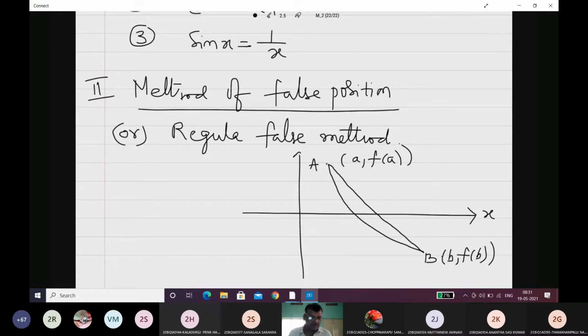This is the first approximation x1. Again, f of a and f of b are of opposite signs. Again draw another chord like this. This is x2 and so on.